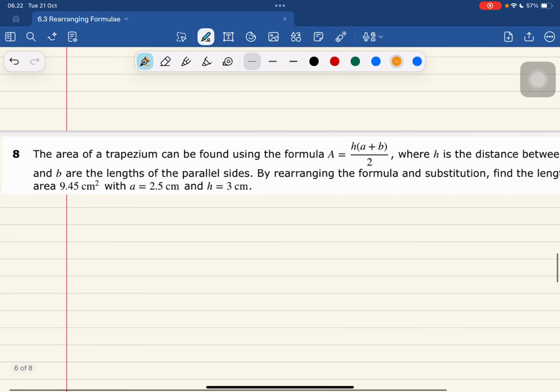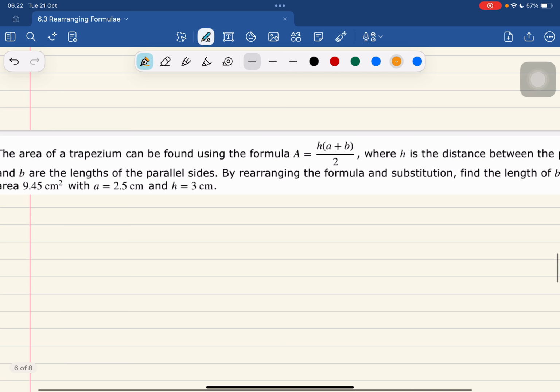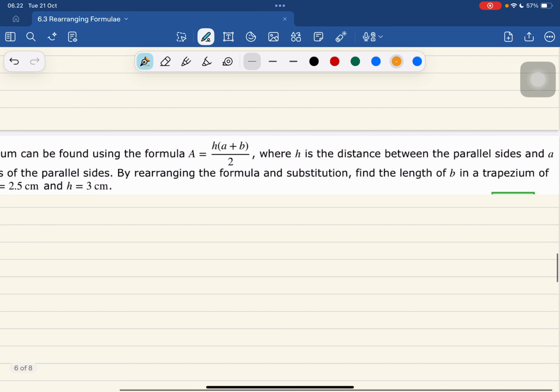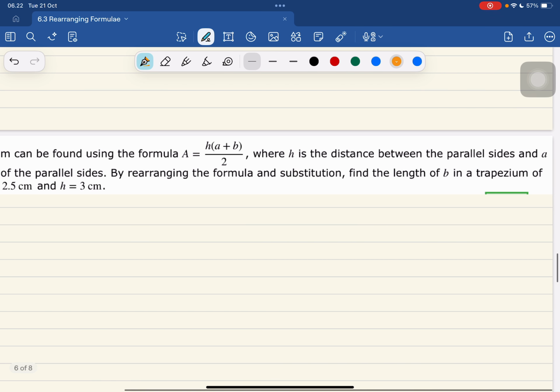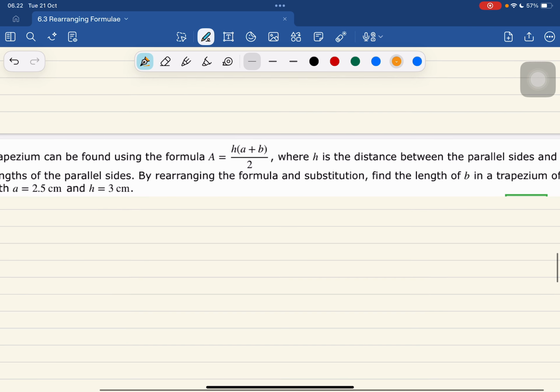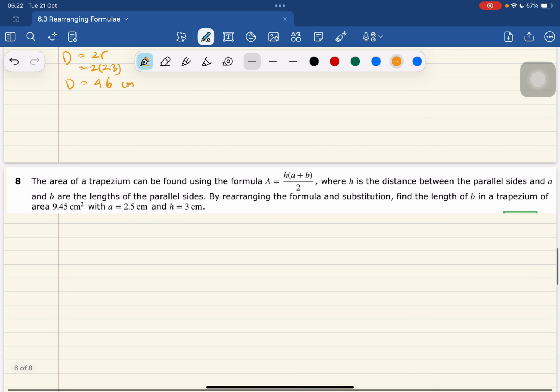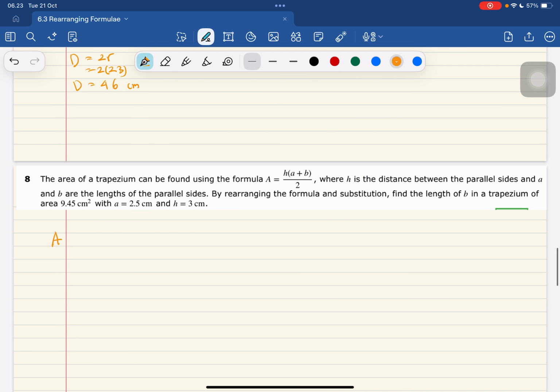The area of a trapezium can be found using the formula, where h is the distance between the parallel sides and a is the length. By rearranging the formula and substitution, find the length of b. So we have area equal to height times (a plus b) divided by 2.